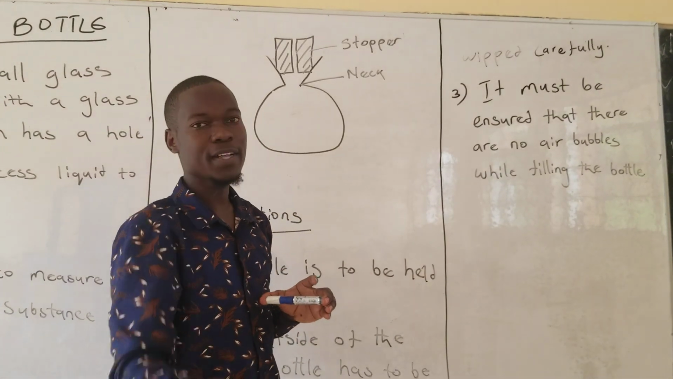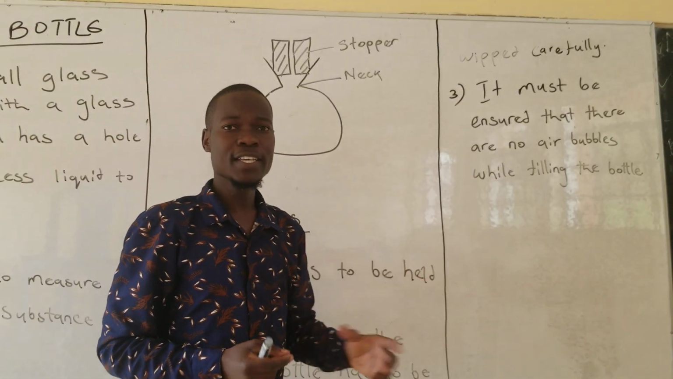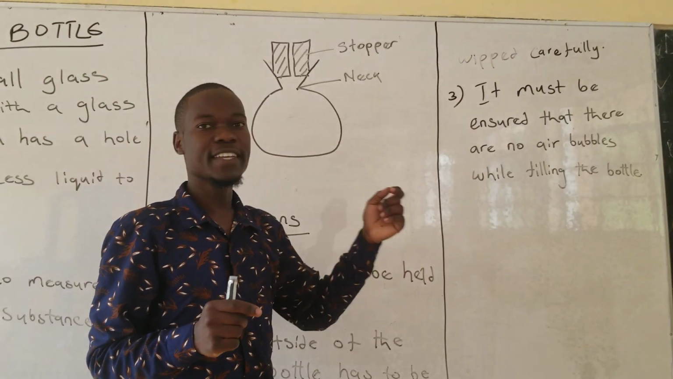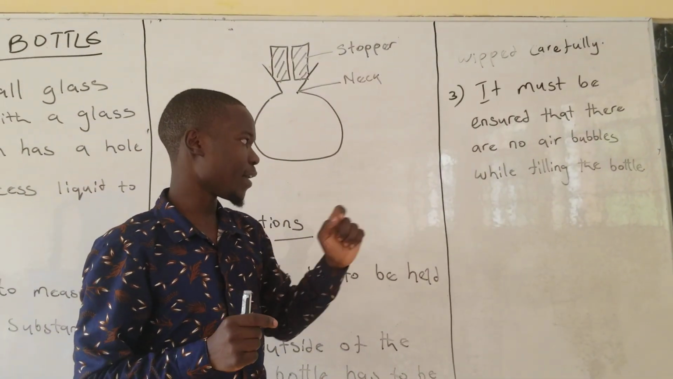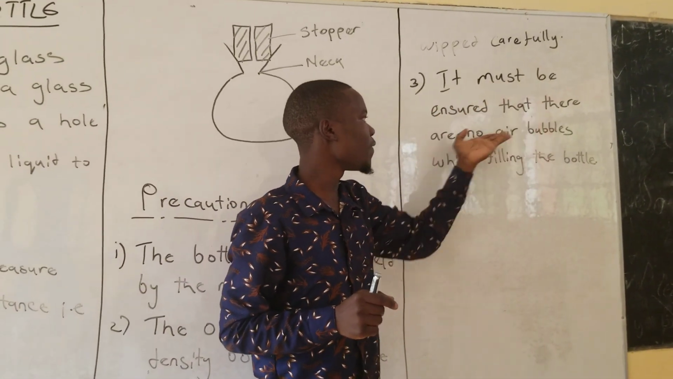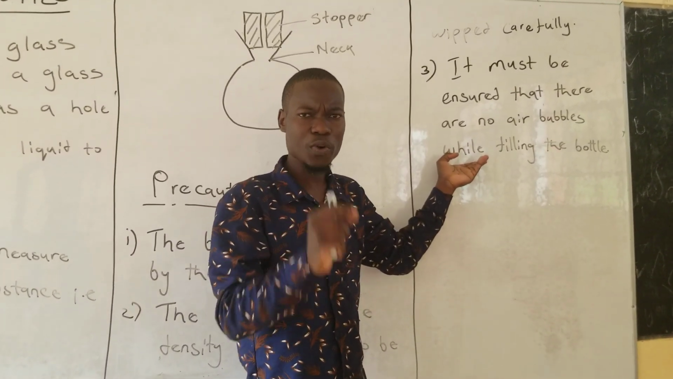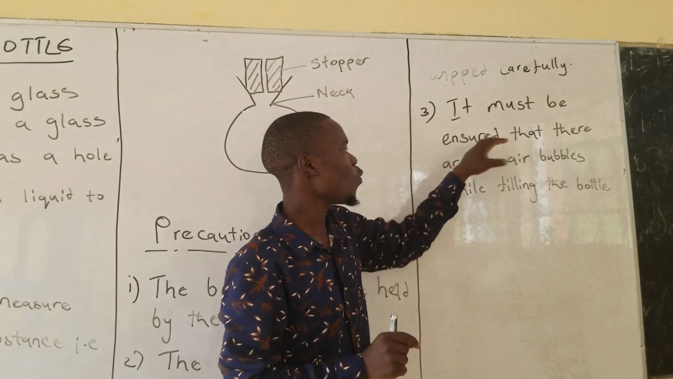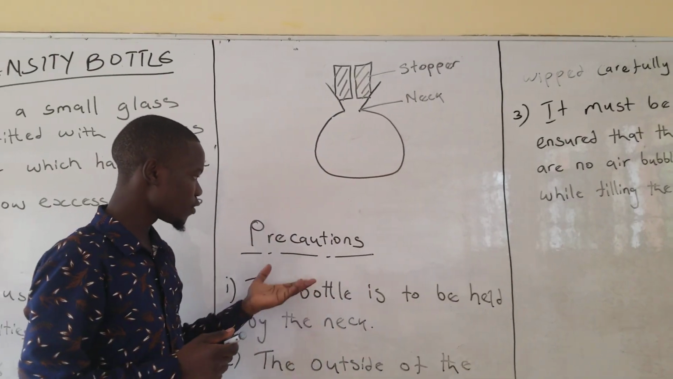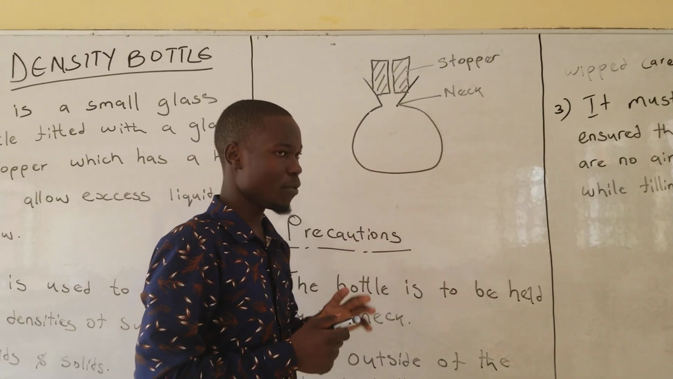And the moment we get a wrong mass, the calculation of the density will also be wrong. The density that we are going to get finally is going to be a misleading density, or rather, the density will have an error. And therefore, it must be ensured that there are no air bubbles while filling the density bottle. So these are the 3 precautions that you're supposed to take into account while using the density bottle.